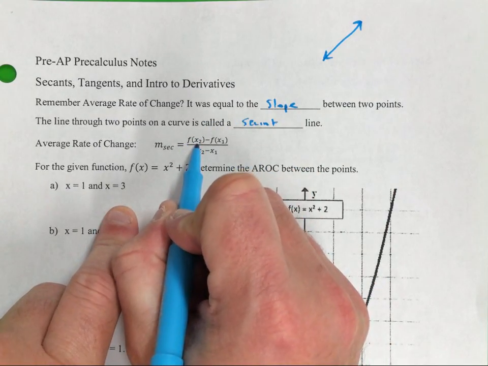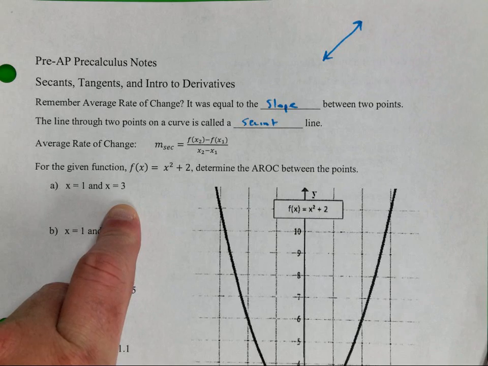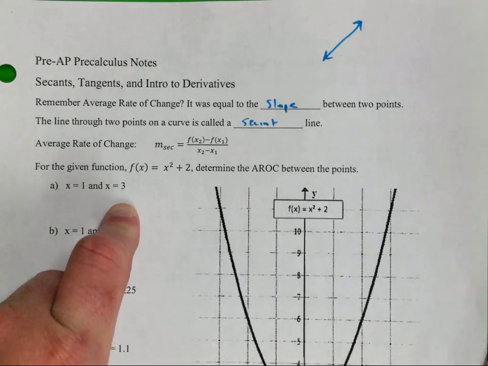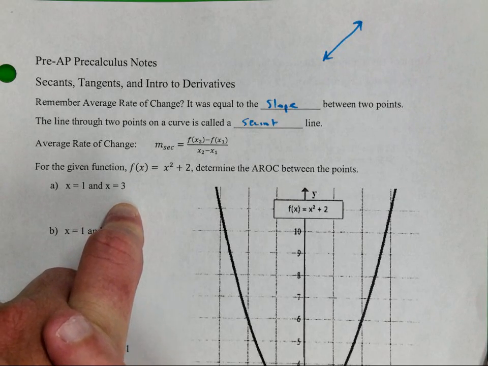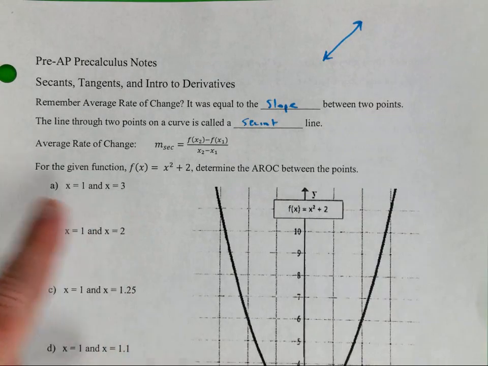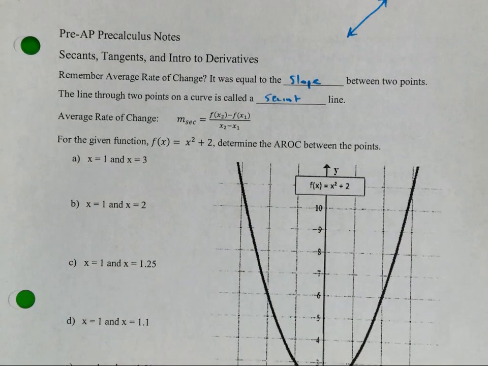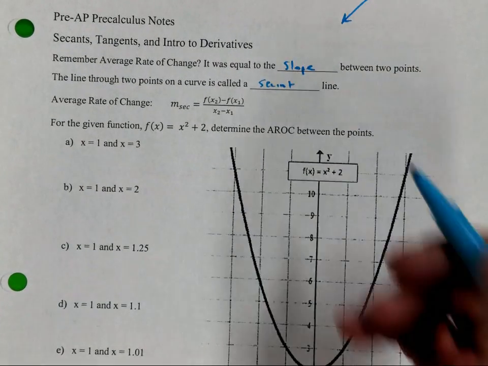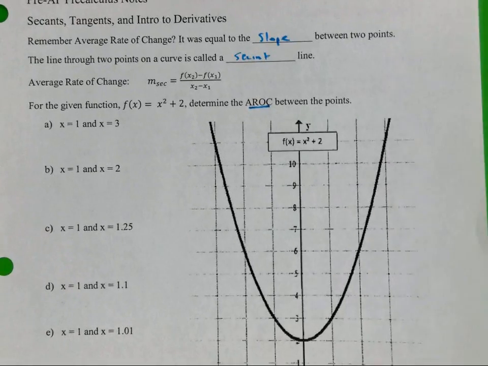And when I say f of x sub 2, that means I got to take x and do what with it? When I say f of something, plug it in. Plug it in. Very good. So for this given function right here, x squared plus 2, I want to determine the A-rock between the points. Please let me have your attention. This is the last thing I ever teach y'all, guys. Last thing. So let's go out with a bang, okay?